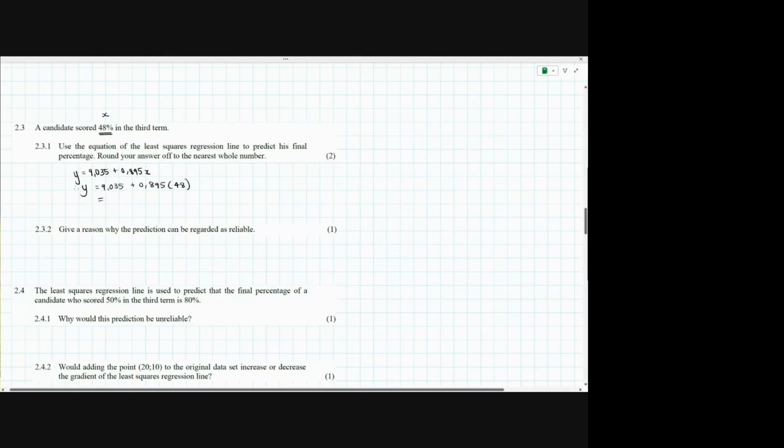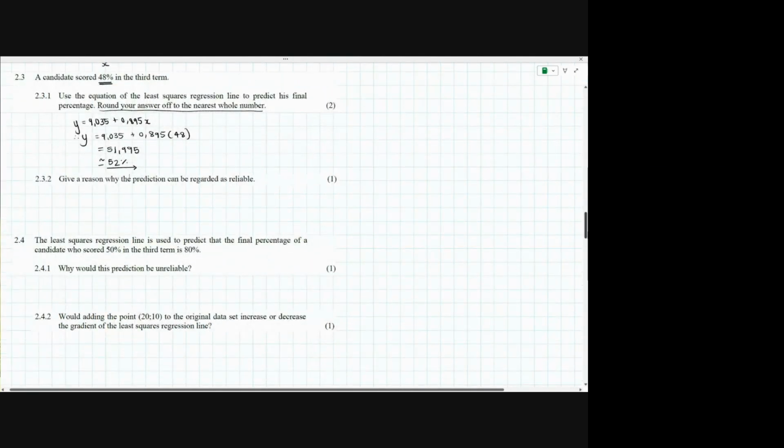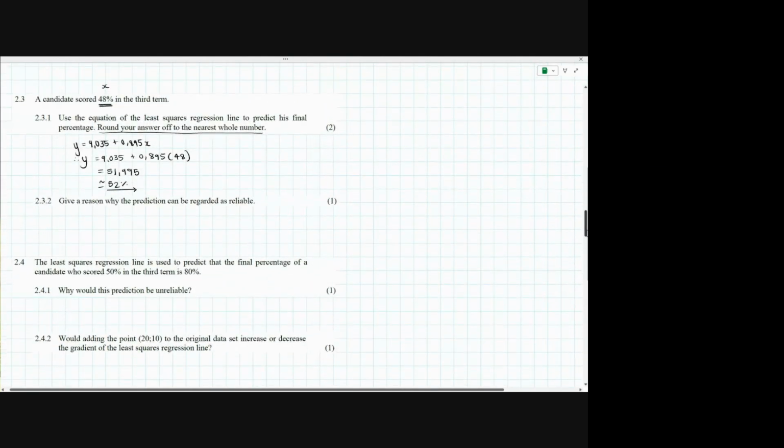Right, you get 51,995. If you read the instructions in the question, it says round your answer off to the nearest whole number. So this learner will get approximately 52% in their final mark. Right, now this is where correlation and what it means becomes important. The next question asks, give a reason why this prediction can be regarded as reliable.